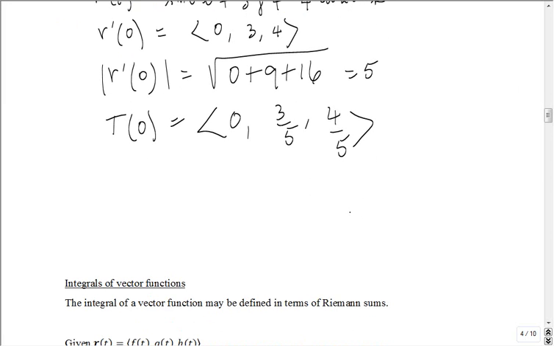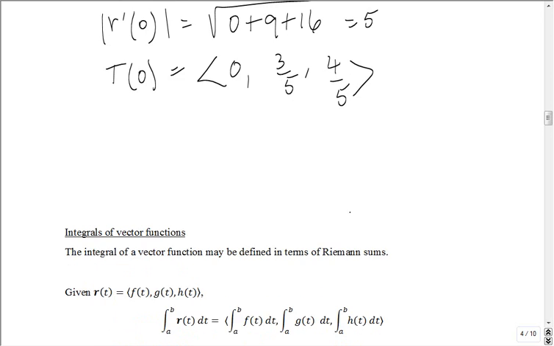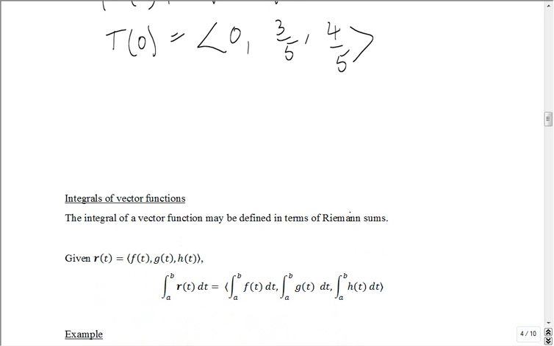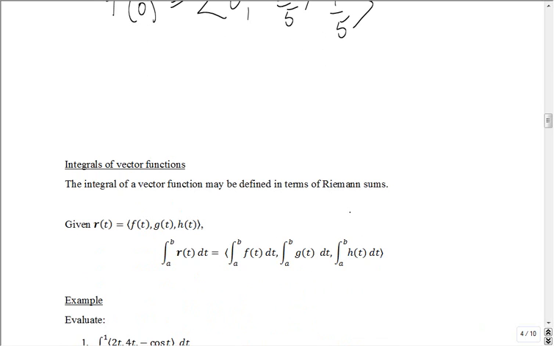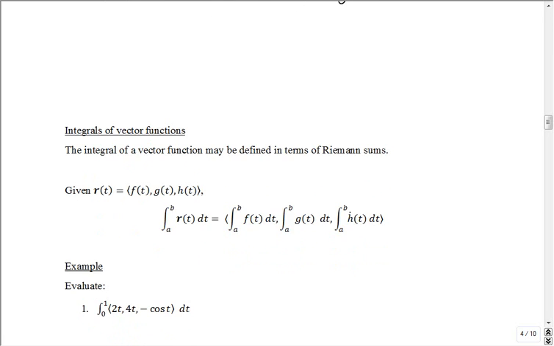Now let's do some integrals. So again, there's a definition for these integrals defined in terms of Riemann sums. That sounds familiar? Beautiful, isn't it? But we're not going to do it. We're just going to integrate. So if you have the vector function r of t and you want to find the integral of it from a to b, you integrate each component function from a to b. Okay, so again, this is nothing new. Let's do some evaluations.